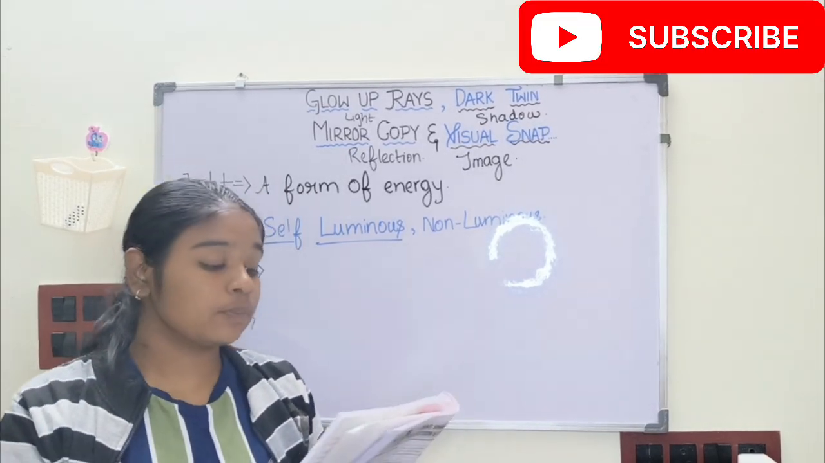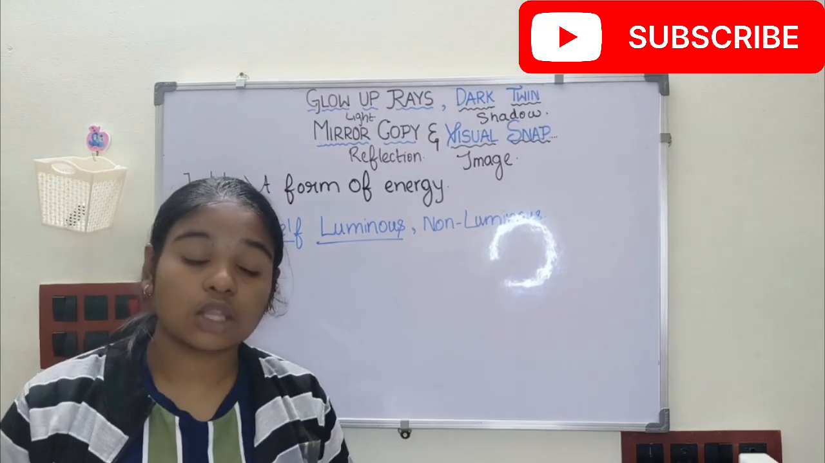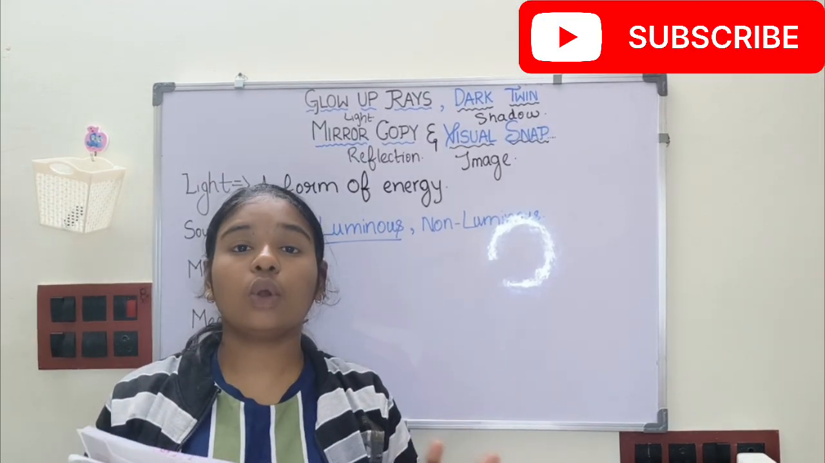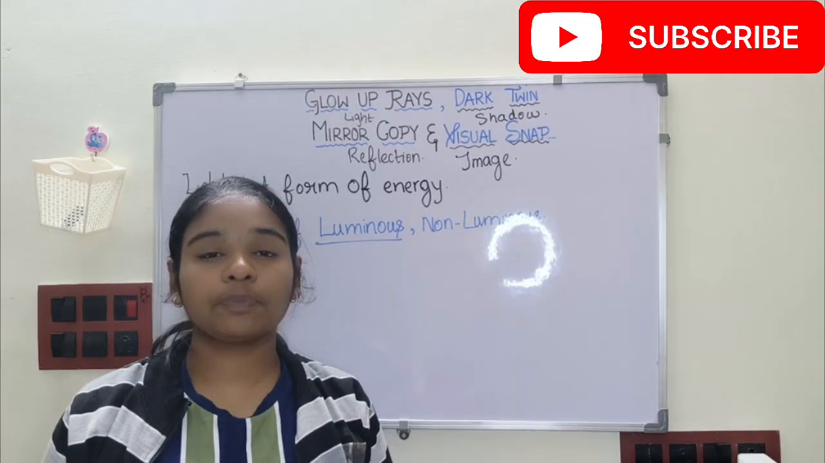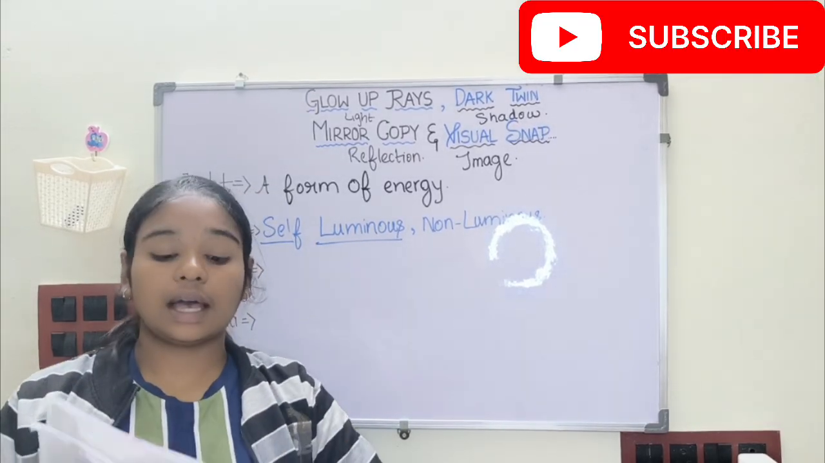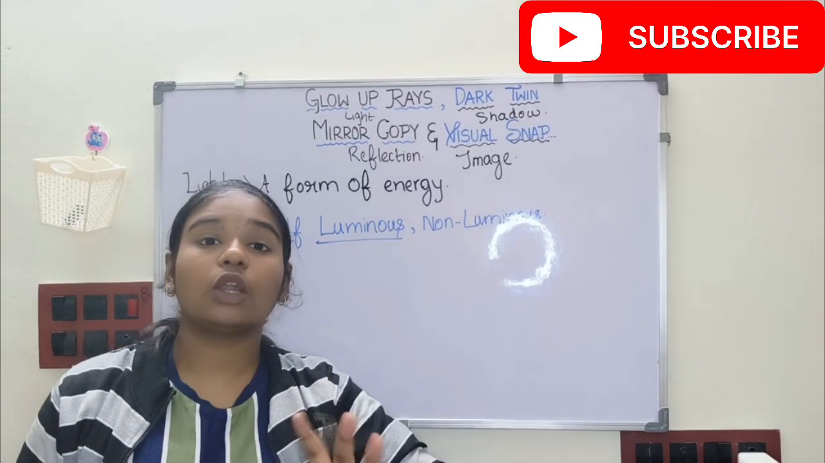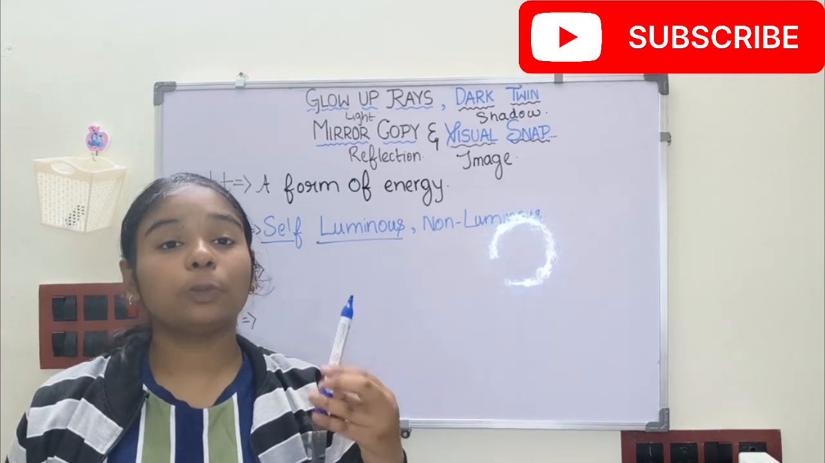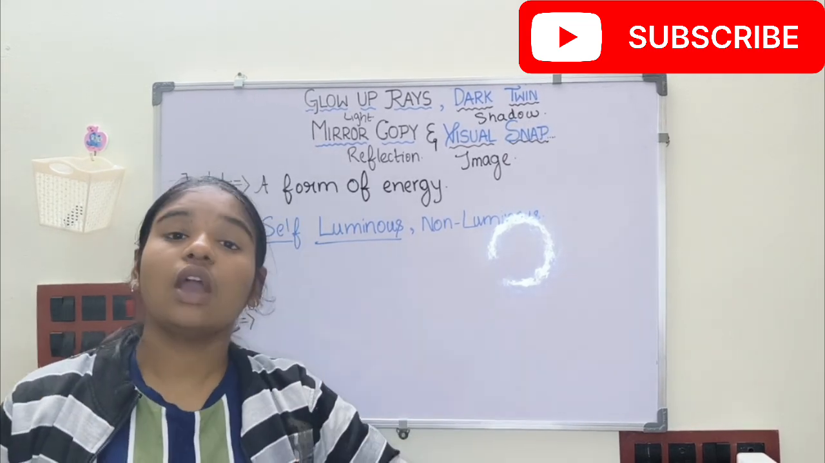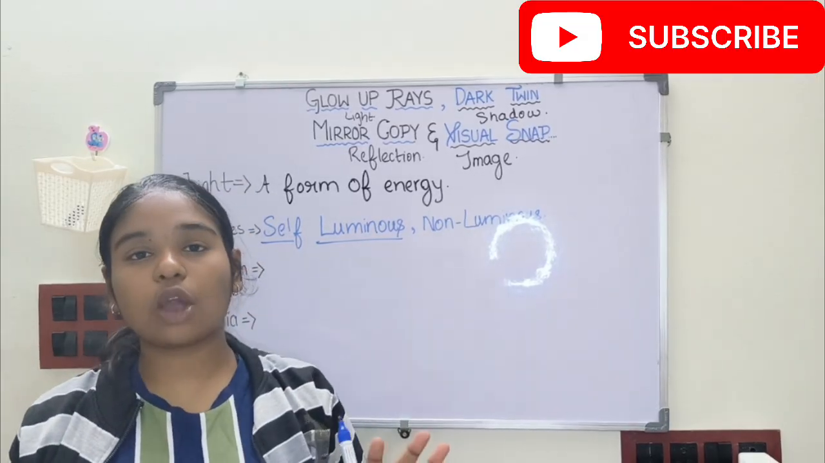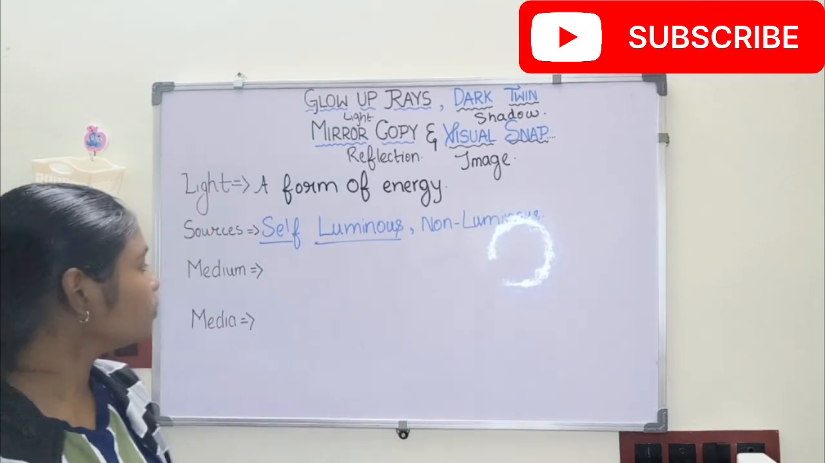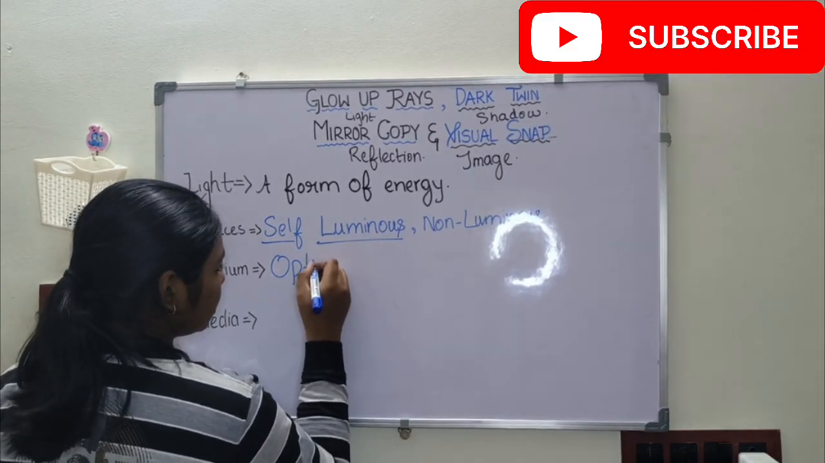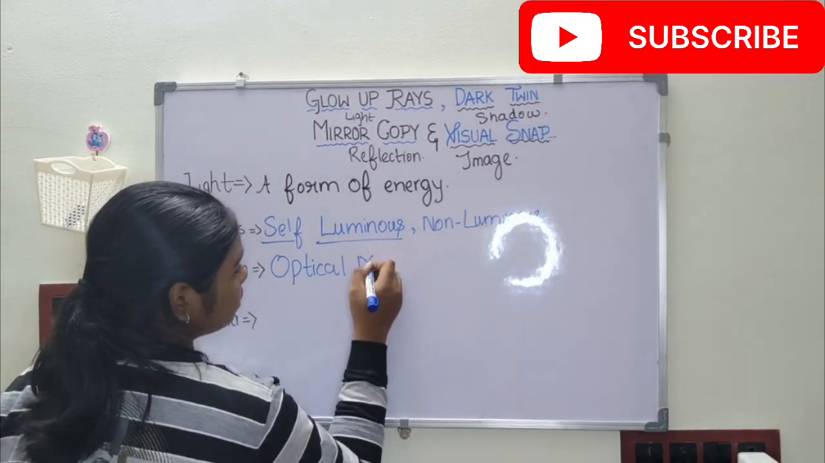Okay, so the substances which allow the light rays to pass partially or wholly are known as an optical medium. What is an optical medium? A substance which allows light to pass through partially or wholly is known as an optical medium.